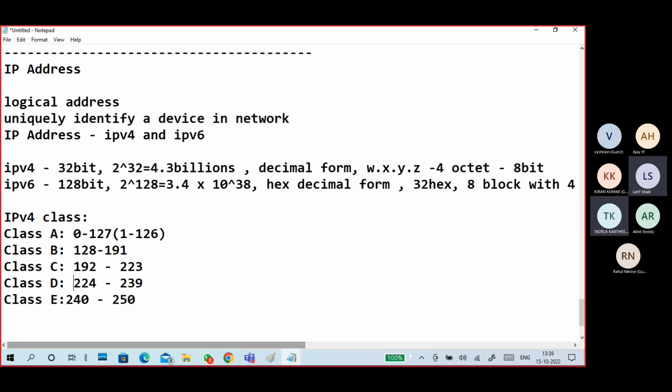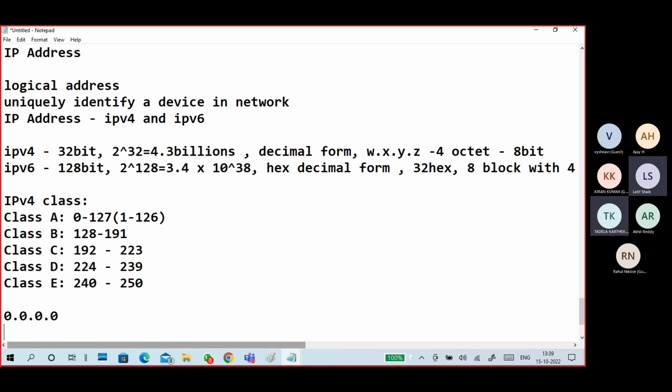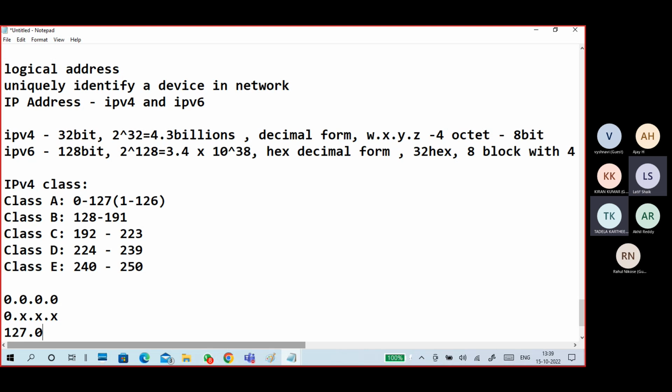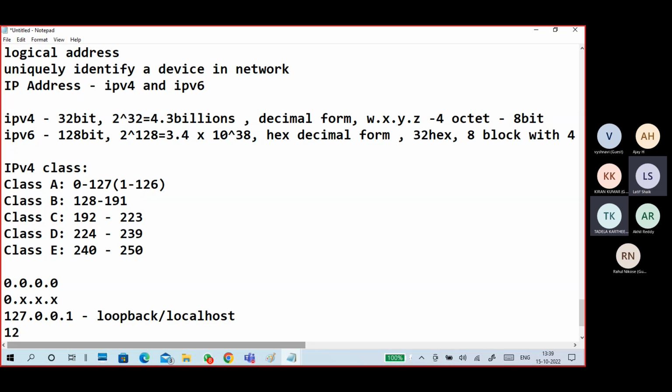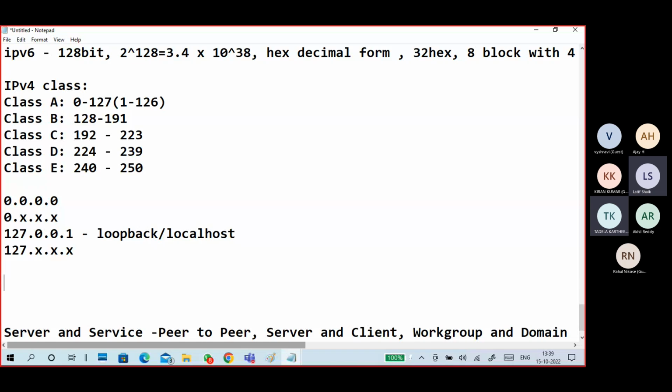Why is it 1 to 126, guys? Always 0.0.0.0 is a reserved IP address; this series we are not using. 127.0.0.1 is loopback, localhost. Next, this entire 127 series we are not using. 224 to 239 is multicast, we don't assign it to anyone. 240 onwards is R&D, we don't use it.